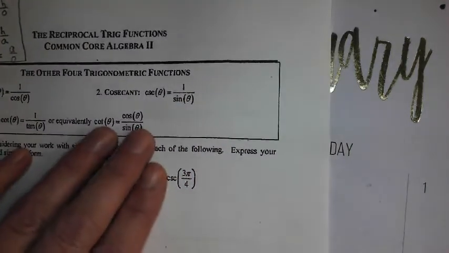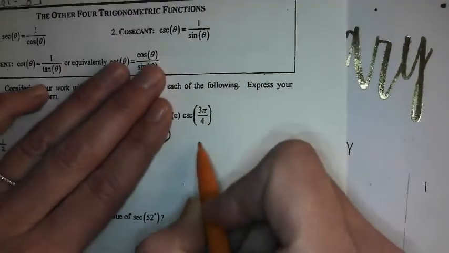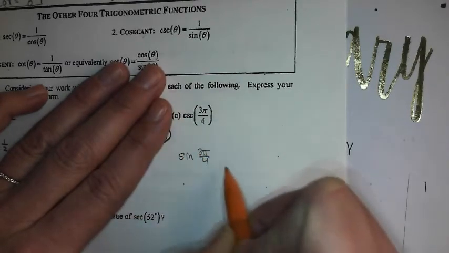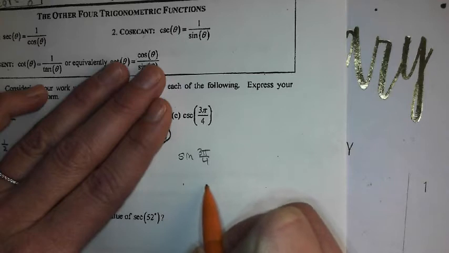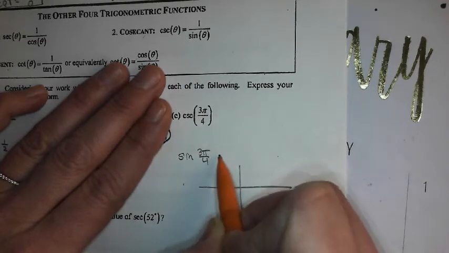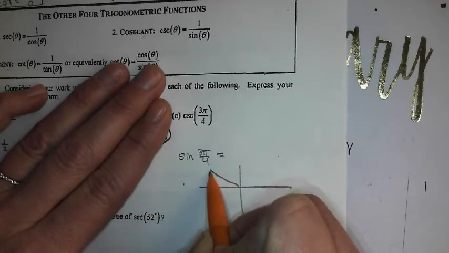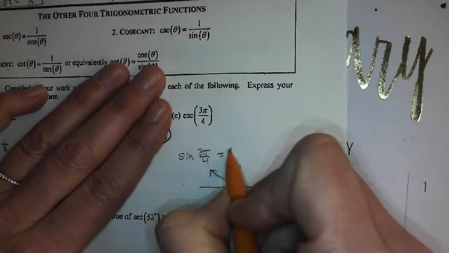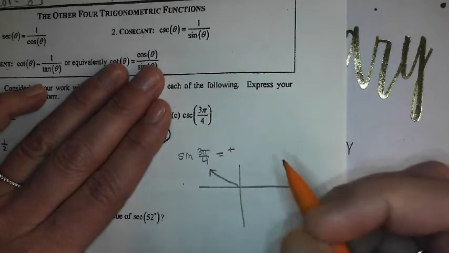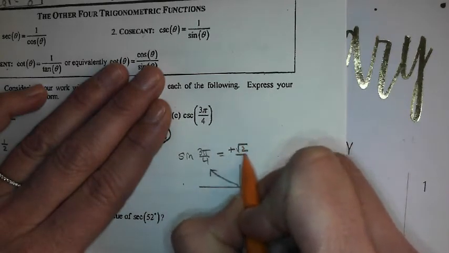And cosecant of 3 pi over 4. What do I have to find first? Sine of 3 pi over 4. Couple things. Number one, it's in radians. Number two, it's not a memorized value. So, what quadrant are we in? Second, is sine positive or negative there? Positive. What's my reference angle? Pi over 4. What's the sine of pi over 4? Memorized value? Radical 2 over 2.